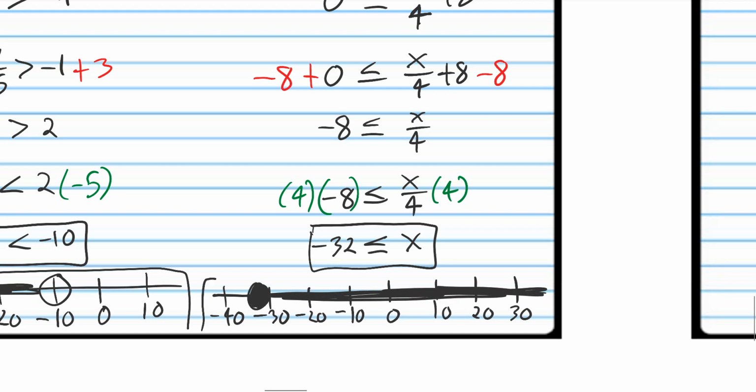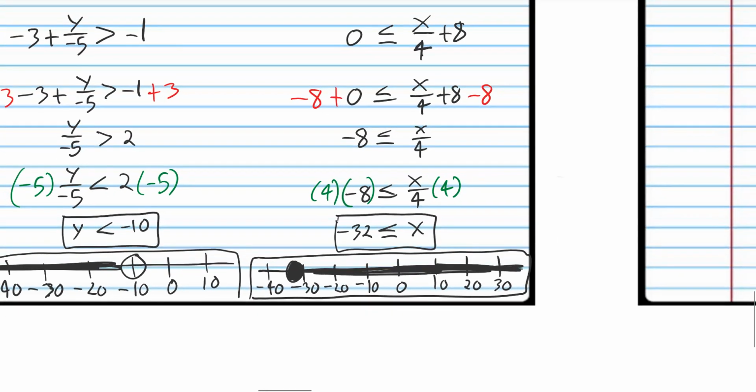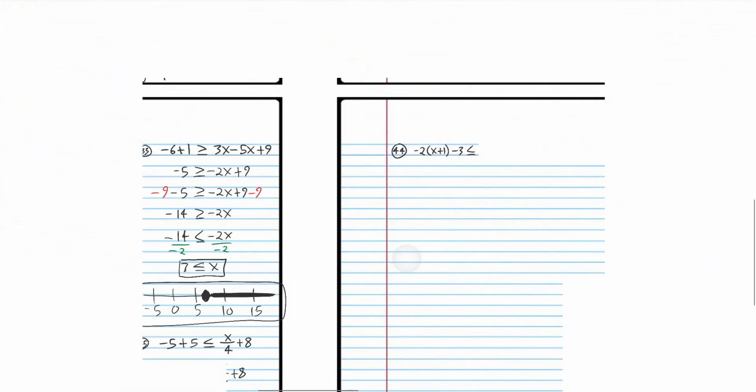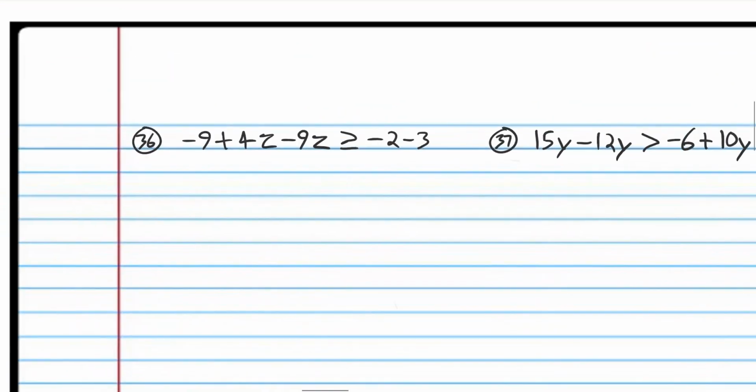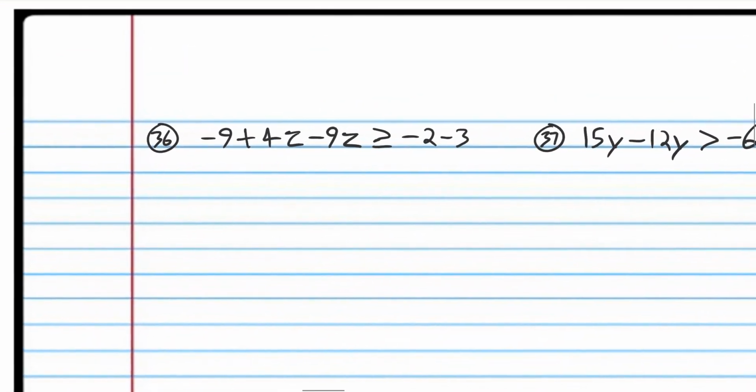So if you got that graphical solution and algebraic solution, good job. All right, on to number 36. Go and attempt 36, and when you come back, we'll do it together. All right, we're back.